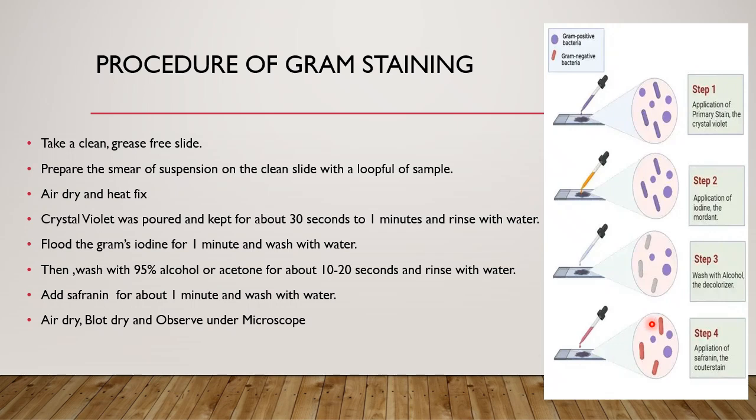By now I think you know very clearly what happens. When you add crystal violet, the cells appear purple in color. Both gram positive and gram negative cells will take up the purple stain. When you add the mordant, the mordant just fixes the purple stain onto the cell, and at this stage also it appears purple. And the third step, what happens when you add the decolorizer?